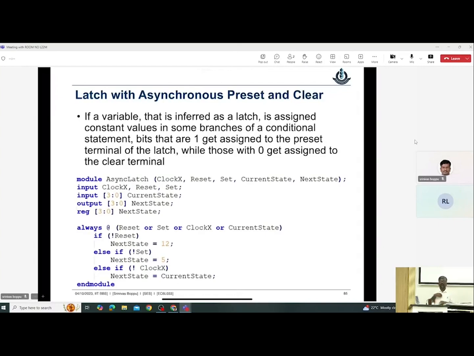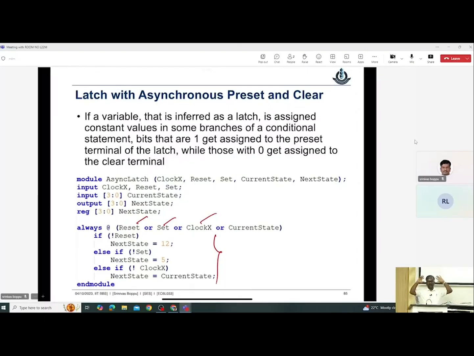Now, we have latches, right? A latch can also have a reset pin, a preset pin, and we can also have enable. Now in this part of the circuit, what we have is something called reset or set, and a clock X or current state. There are multiple things. Now if you look at the code, if not reset, we should say that next state equals 12, else if set, next state equals, let's say 5, and again else if clock X, next state equals current state, and the else is not mentioned.